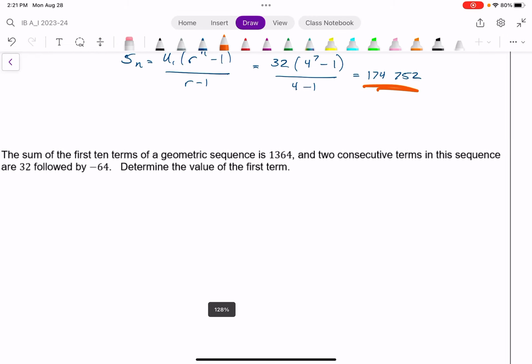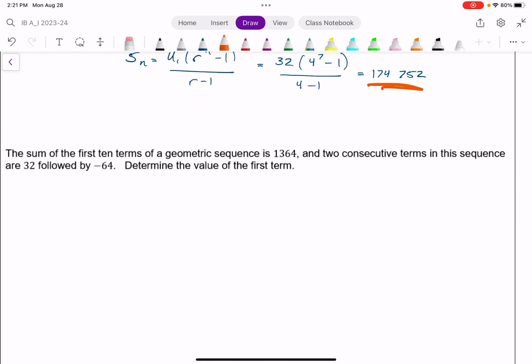All right, last question. The sum of the first 10 terms of a geometric sequence is 1,364, and 2 consecutive terms in the sequence are 32 followed by negative 64. Keep in mind, I don't know which terms those are. I just know in this sequence, one of the terms is 32 and the next one is negative 64. Determine the value of the first term, so we're trying to find that.